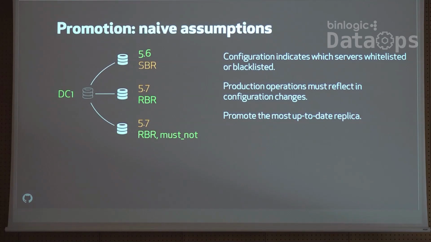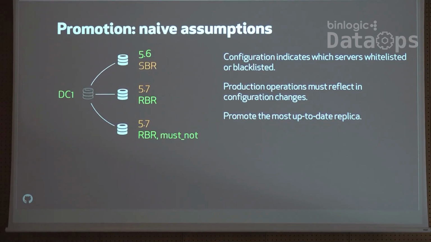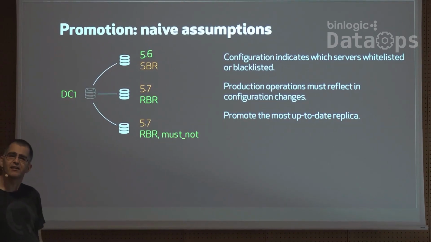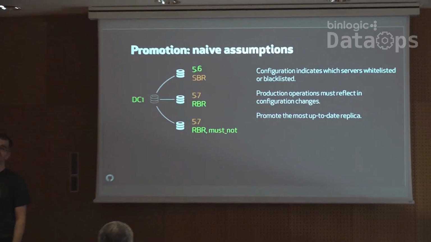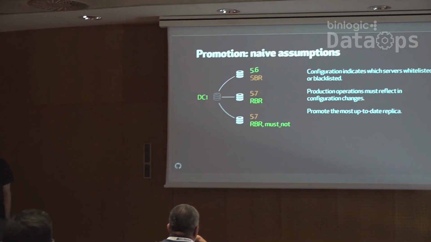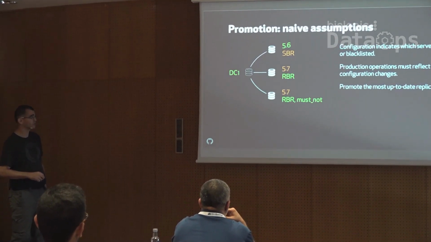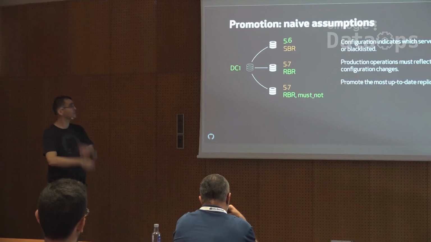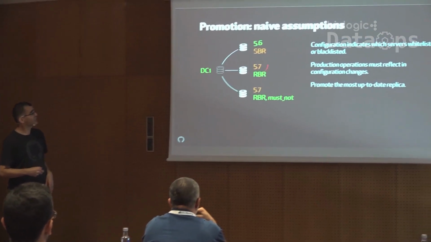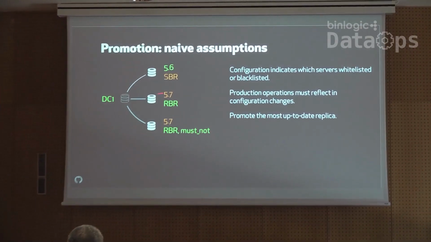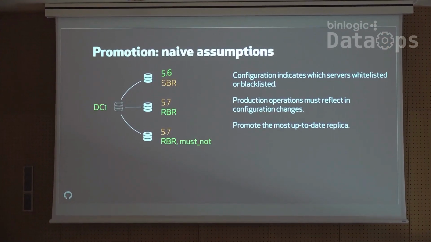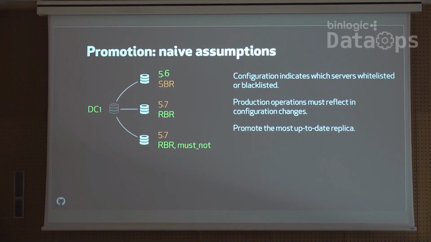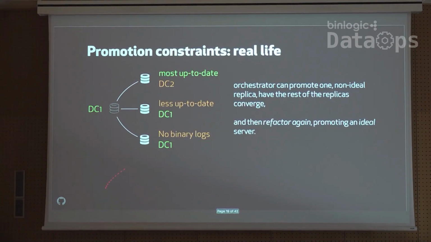Another thing about orchestrator is how it chooses to promote a replica. The naive approach says, okay, the master is dead. There's 3 replicas. Let's promote the one that is most up to date, right? That's what makes sense to everyone, but that's actually an anti-pattern because the most up to date might actually be the very one that you don't want to promote. Servers have different configurations, different versions. You can't promote a 5.7 and expect that it will replicate into a 5.6. That's a constraint. You can't promote a server which doesn't have binary logs.